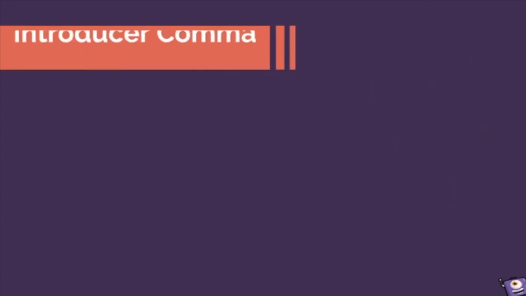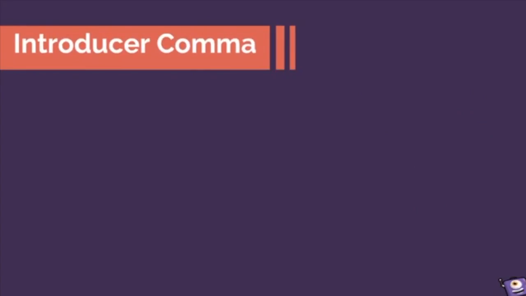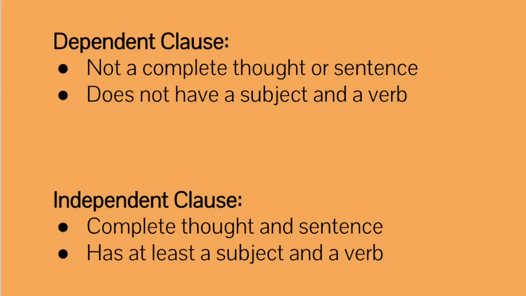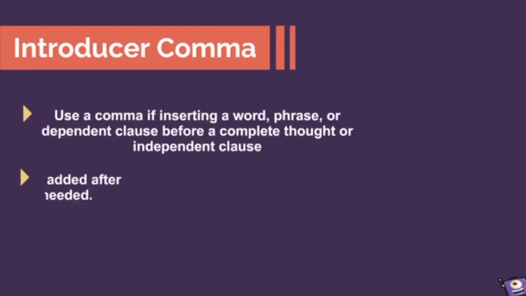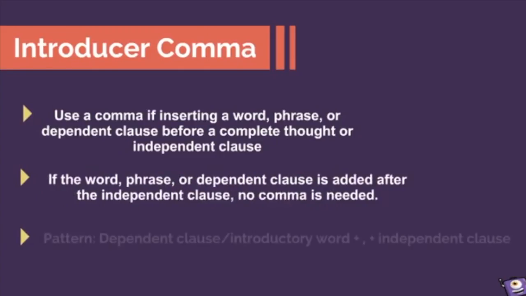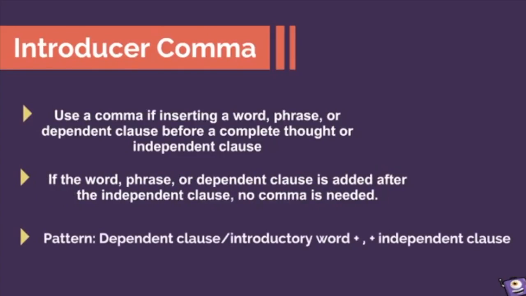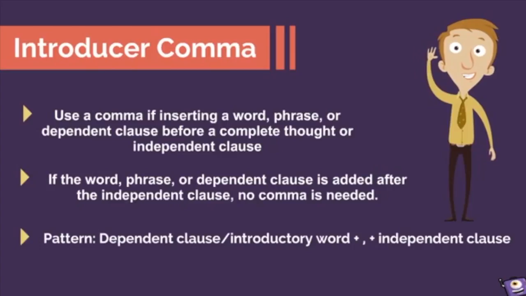Before we start learning about this type of comma, it is important to clarify the difference between a dependent clause and an independent clause. A dependent clause is not a complete thought or a sentence, so it does not have a subject and verb. An independent clause is a complete thought and sentence, and it has at least a subject and verb. When you insert a phrase, word, or dependent clause before a complete thought or independent clause, use a comma in between. But if the dependent clause is inserted after the complete thought, no comma is needed.